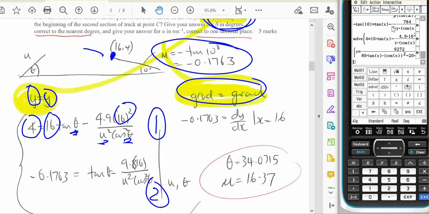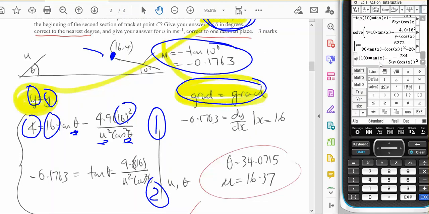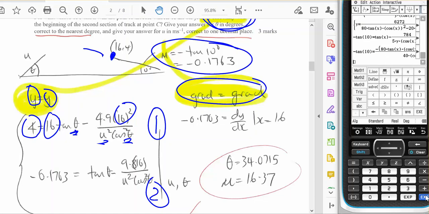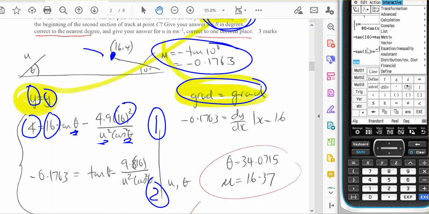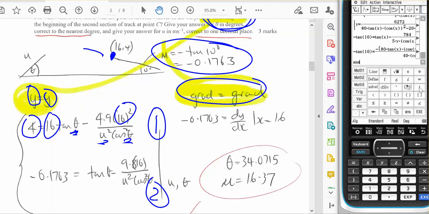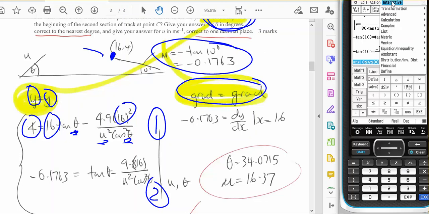And then I'm going to take my second one and substitute out the y, which will give me an expression for the gradient equals the gradient only in terms of x. And to that equation, I'm then going to solve it, but because I've got theta, I'm going to put a stipulation that theta goes from 0 to 90. So my angle is just going to be in the first quadrant. And since I'm in degrees, that's why I use 90. And now I'm going to solve for x.